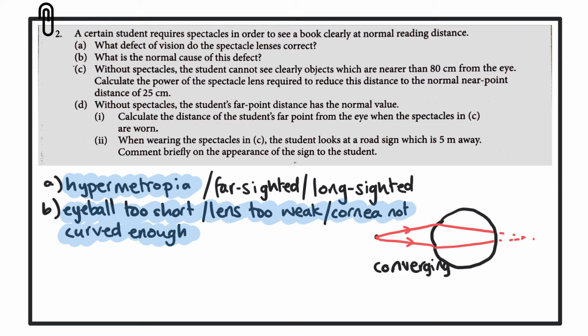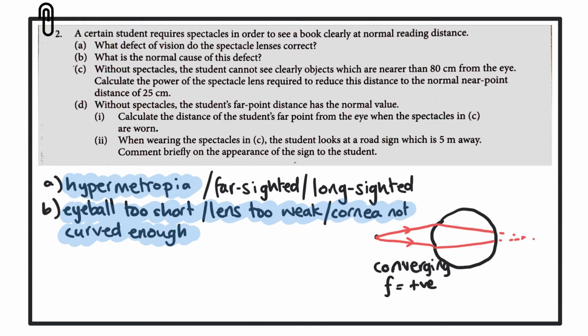And if we have a converging lens, that means that the focal length of the lens will have a positive value. If, however, the person had myopia, they were short-sighted, then they would need a diverging lens, and the focal length of that would be negative. And it's important that you understand which type of lens is required to correct which defect, so that you put the correct values then into any calculations.